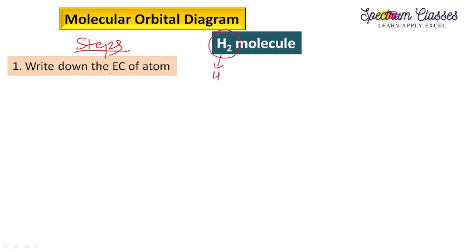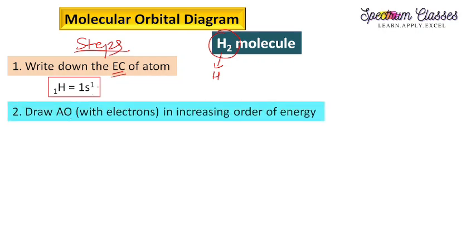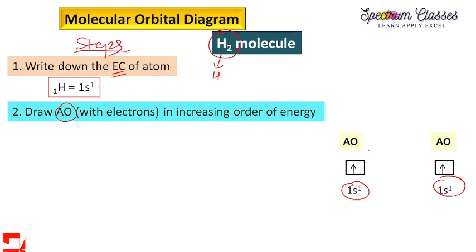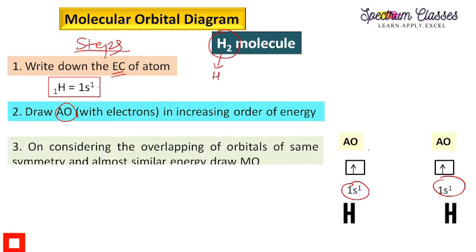And write down its electronic configuration. The electronic configuration for this hydrogen atom is 1s1. Now you need to draw atomic orbitals with their electrons in increasing order of energy. So here, since we have one orbital only, we will just draw these 1s orbitals in this manner first. Now moving ahead, these are the atomic orbitals, right?